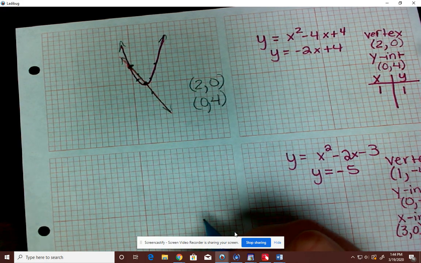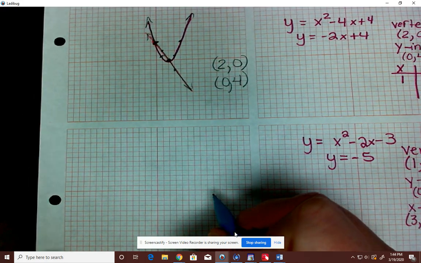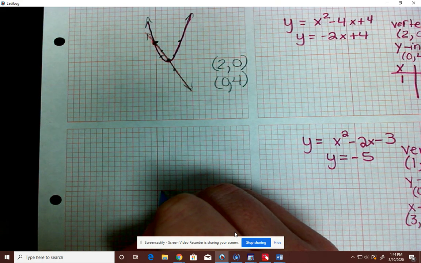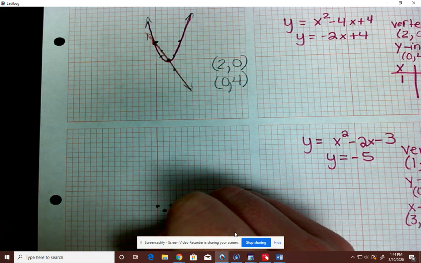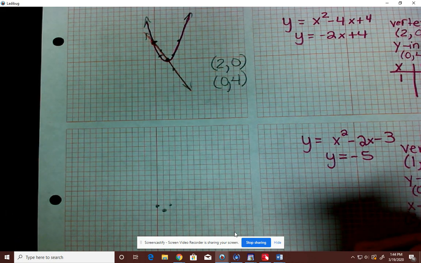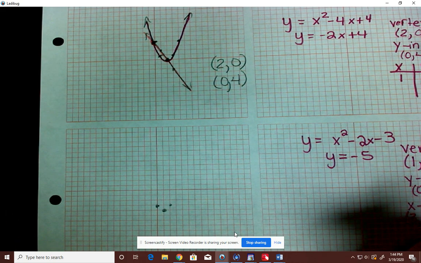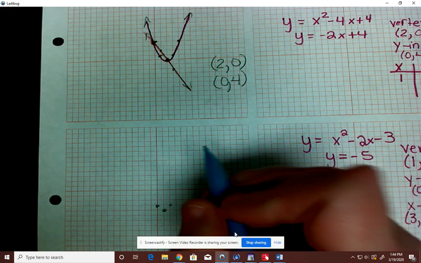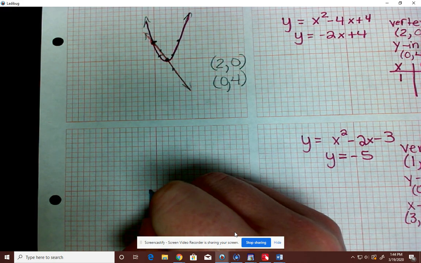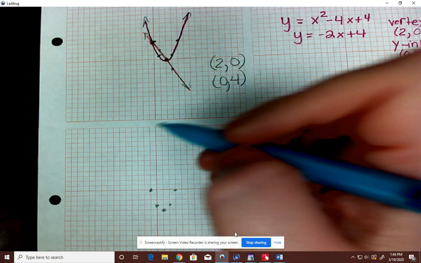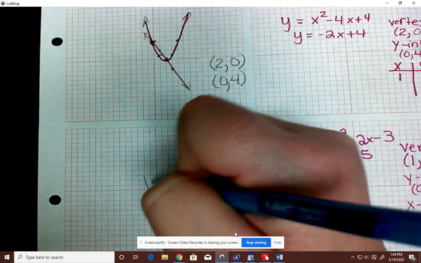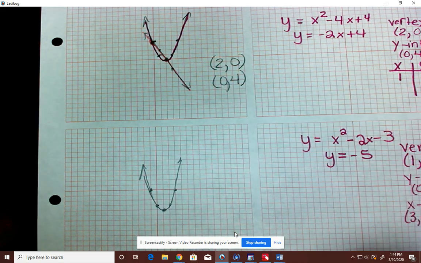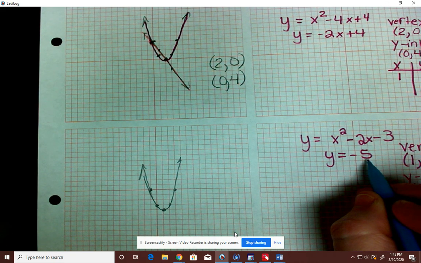I like to plot mine with a pencil, so I'm going to do that. And then (0, negative 3), use my axis of symmetry. I'm not drawing it in right now just because I don't want to get confused with that and the other line I have to draw, but you can. Okay, so draw my parabola. And then the line y equals negative 5.